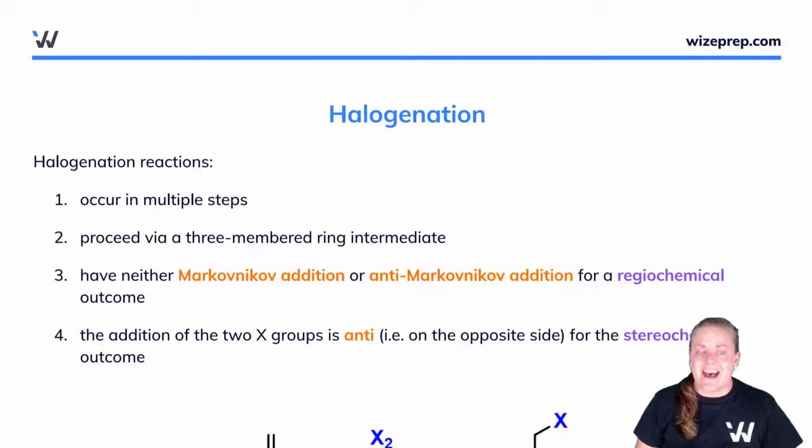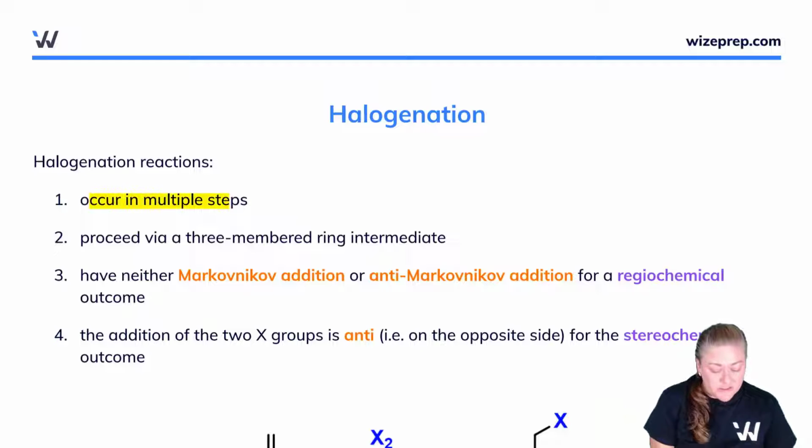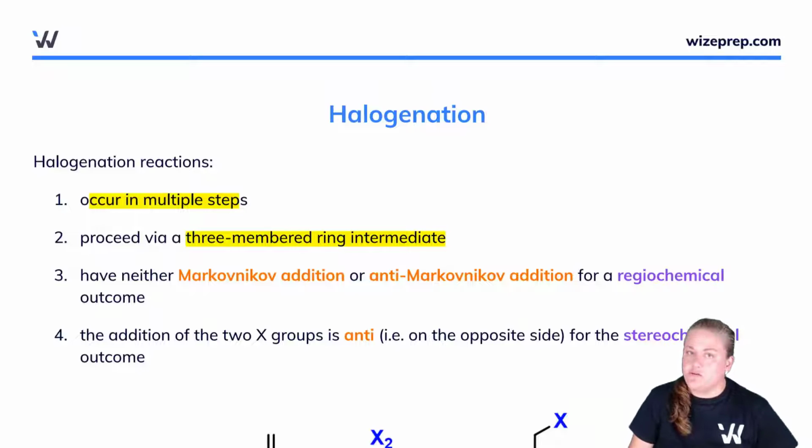Next up is halogenation. Now, halogenation is going to be the addition of just halogens. So here, this will occur in multiple steps via a three-membered ring intermediate, which I will draw for you.